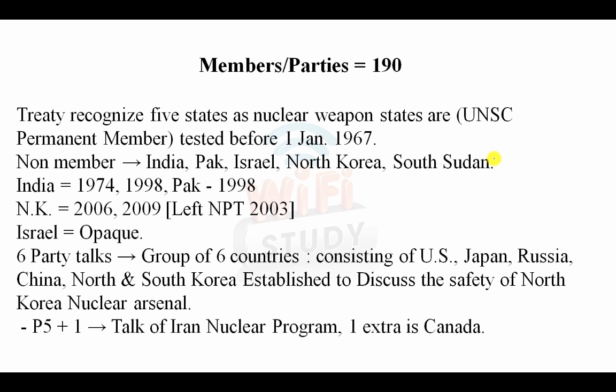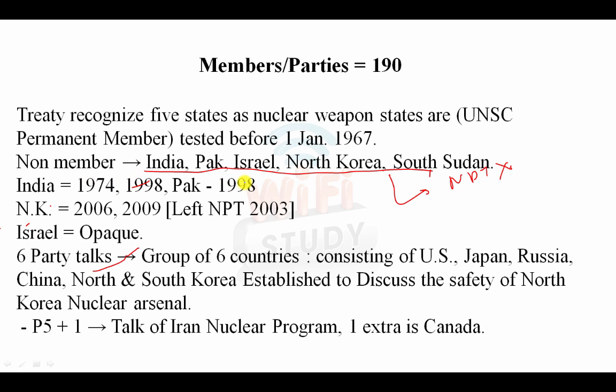The parties that signed the NPT are 190 nations. The important non-members of this treaty are India, Pakistan, Israel, North Korea and Sudan. These are the 5 nations which didn't sign the NPT, and that's why they did their nuclear experiments.